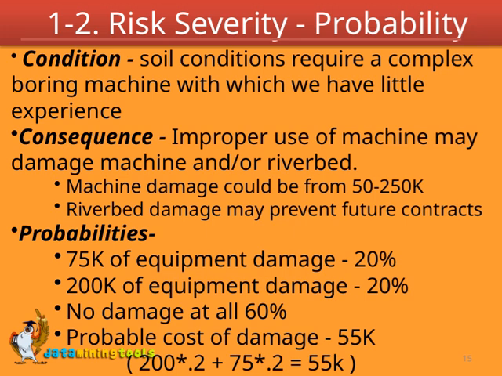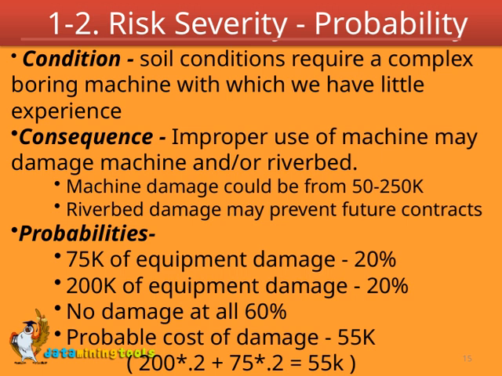Machine damage could cost anywhere from $50,000 to $250,000, depending on the severity. Additionally, damaging the riverbed could jeopardize future contracts, as it might lead to environmental issues or contractual penalties.